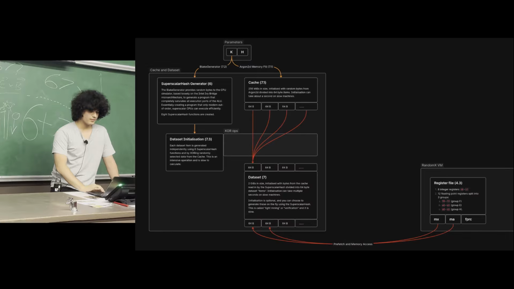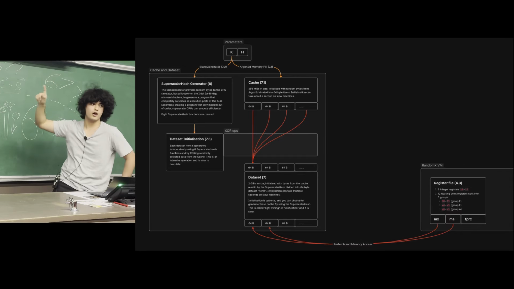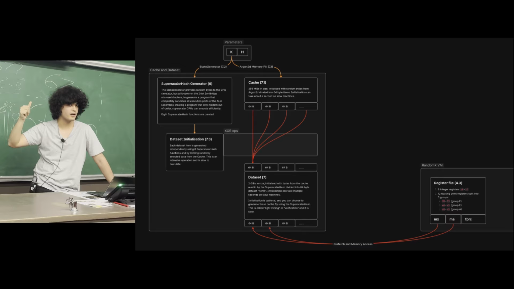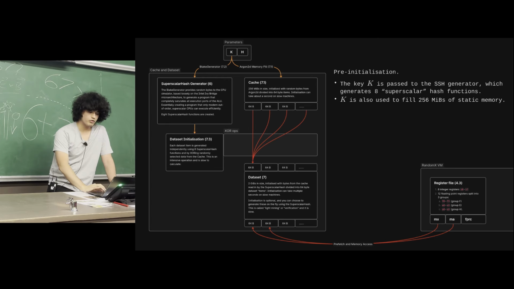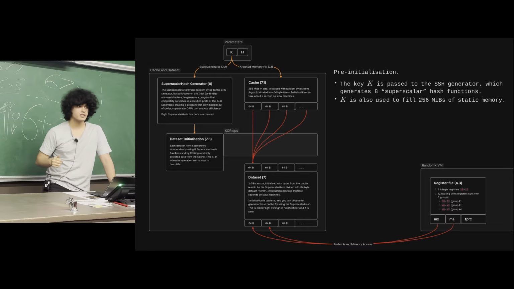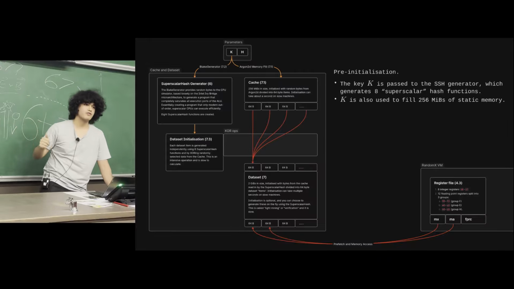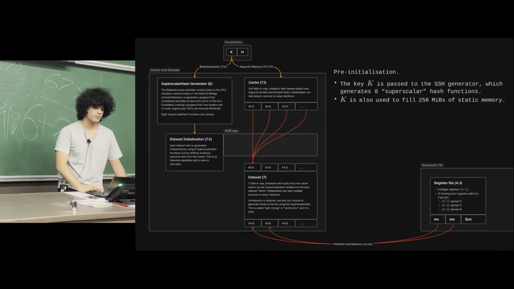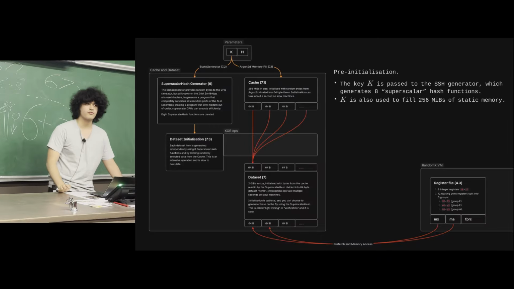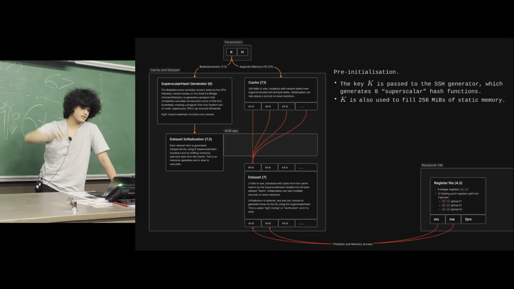I'm going to explain the data set first. We're entering the black box, which is the data set. The data set is only concerned with the key bytes k. In pre-initialization, the key k is passed to something called the superscalar hash generator, which generates 8 superscalar hash functions. These are random programs, arbitrary code. The key k is also used to fill 256 megabytes of static memory. That's called the dataset cache.